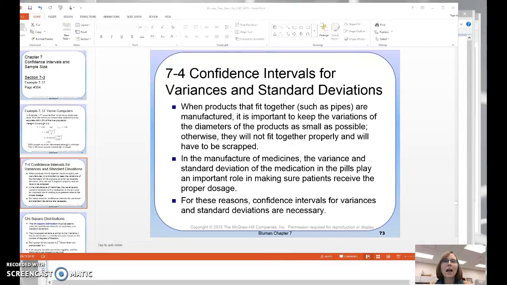Section 7.4, confidence intervals for variances and standard deviations. Because we're talking about trying to find the confidence intervals for these two, we're going to definitely be using a different type of distribution. Here are some examples of why we would want to know the confidence intervals for variances and standard deviations. Take a few moments to read through the first two bullets.